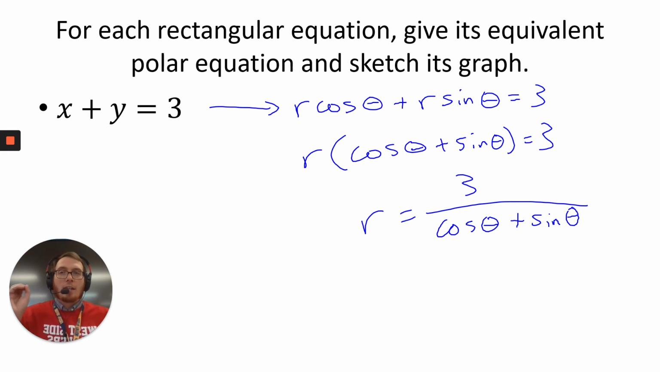The goal is to take x and make it r cosine theta, take y and make it r sine theta, and then typically in these questions you want to get r by itself. So you could factor out the r. So what's happening here is I'm taking the r out of both of these, I'm factoring it out front, and that leaves me with cosine theta plus sine theta, and I'm going to divide it over to the other side. So I have 3 over this whole thing of cosine theta plus sine theta. The giveaway once you get further into polar coordinates is if you see a number divided by something with sine plus cosine, it was probably a line originally, and this is the reason why.